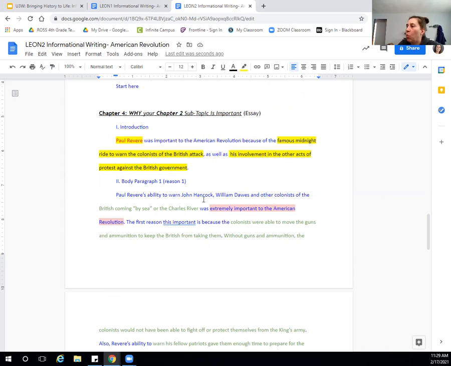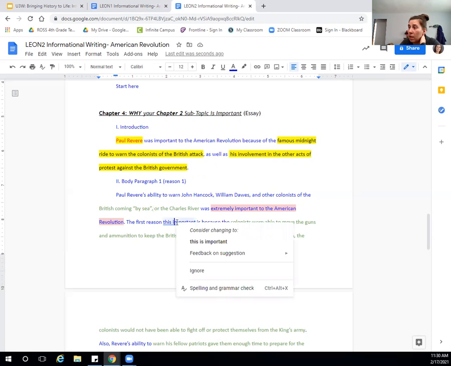Sounds way better. Love it. Paul Revere's ability to warn John Hancock, William Dawes, comma, and other colonists of the British coming by sea, or I'm going to add a comma there. I just think that looks a little strange. Or the Charles River was extremely important to the American Revolution. That is my topic sentence. The first reason this is important is because there's this blue squiggly line. What are they saying about this?